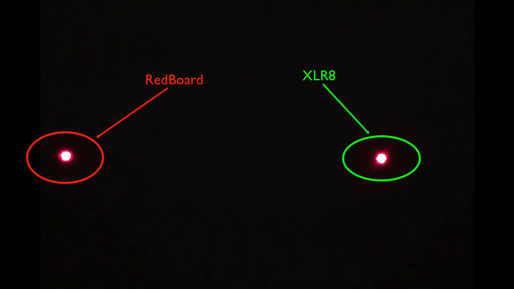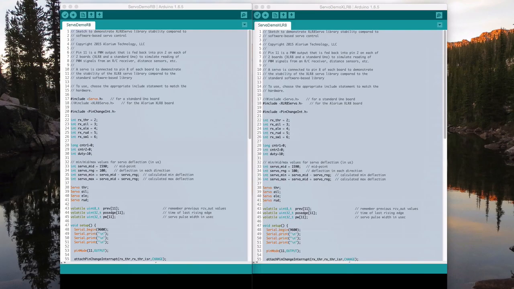What's really cool about this is that these two boards are running the exact same sketch with one exception, and that is the library include. With the RedBoard, it's including the standard Servo.h library. With ours, we're including our Accelerator Servo.h library. Other than that, everything is the same. The remainder of the sketch is exactly the same between these two applications, which makes it really easy to pull in and use.